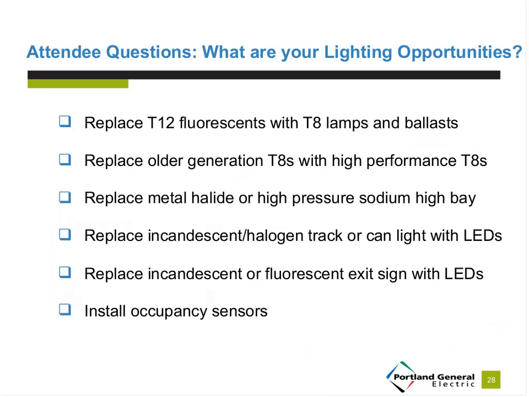Okay, I've talked long enough. Let's do some audience participation. Go ahead and check the box of what are your lighting opportunities at your place of business. Use the annotation tool on the left-hand side. Go ahead and pick a color and select what you have at your business, where you could make the change in lighting. If you have any questions about lighting system efficiencies, please send a message to Lorena.